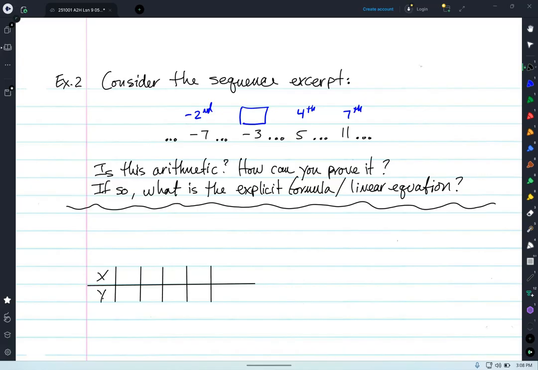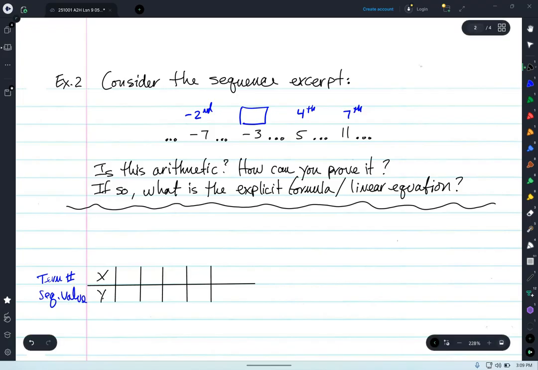All right, some things I know, right? From my previous example, I was tracking term numbers as the X and sequence values as the Y, which means that the negative second term's value is negative 7. And the, well, I don't know that one, the term is negative 3, and the fourth term in the sequence is positive 5, and the seventh term in the sequence is positive 11. Okay.